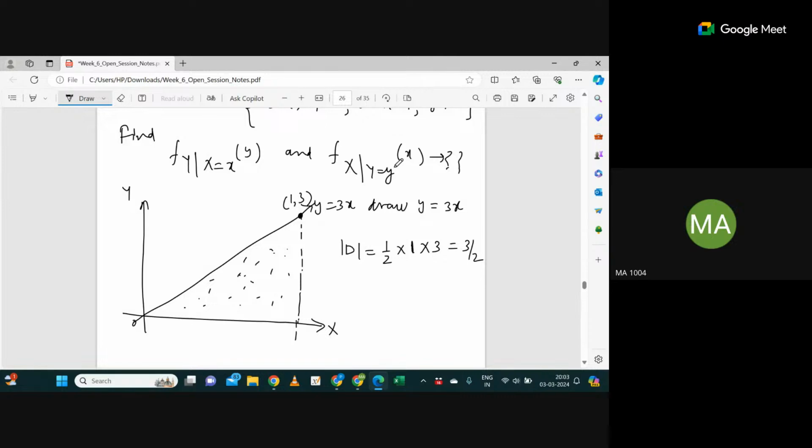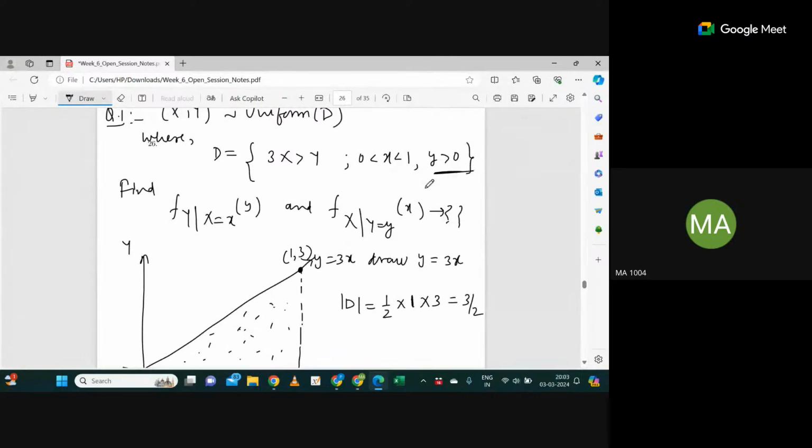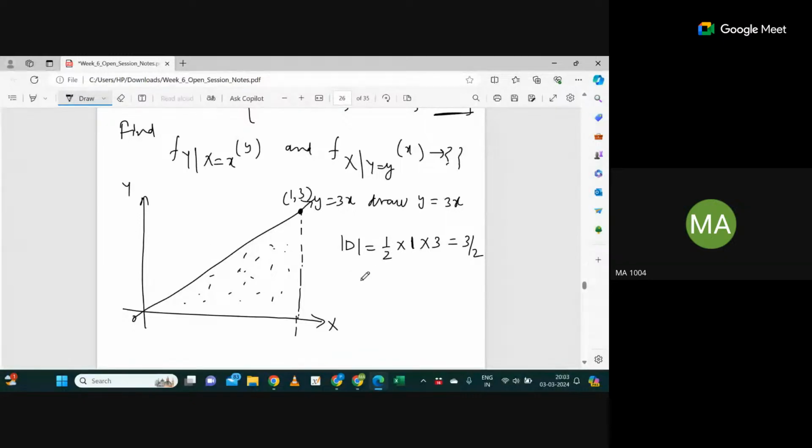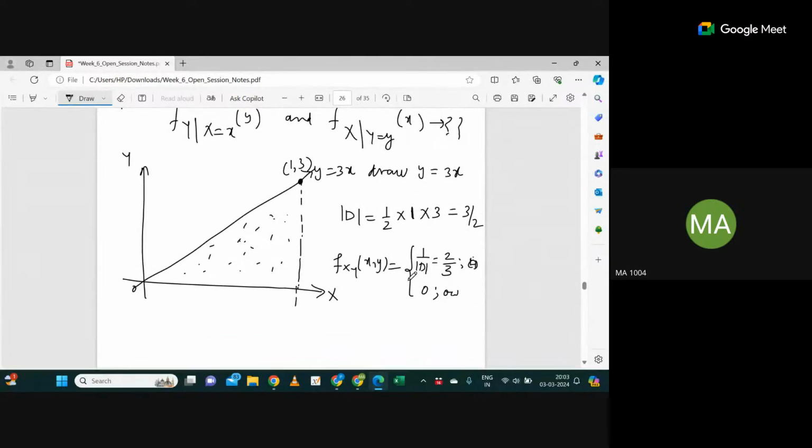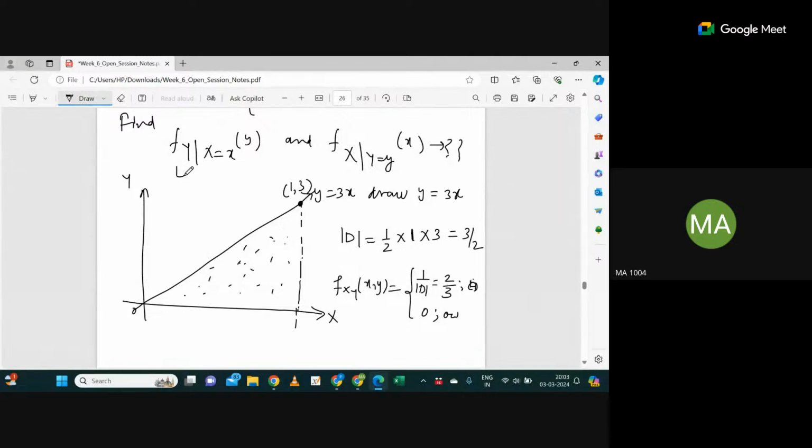See, here y is greater than 0, it's not like y is less than 1, right? So what is the joint density here? Joint density will be 1 upon modulus of D, which is nothing but 2 by 3. It will be 0 otherwise, outside D. Correct? Now the joint density is clear, right? Now just calculate this one.